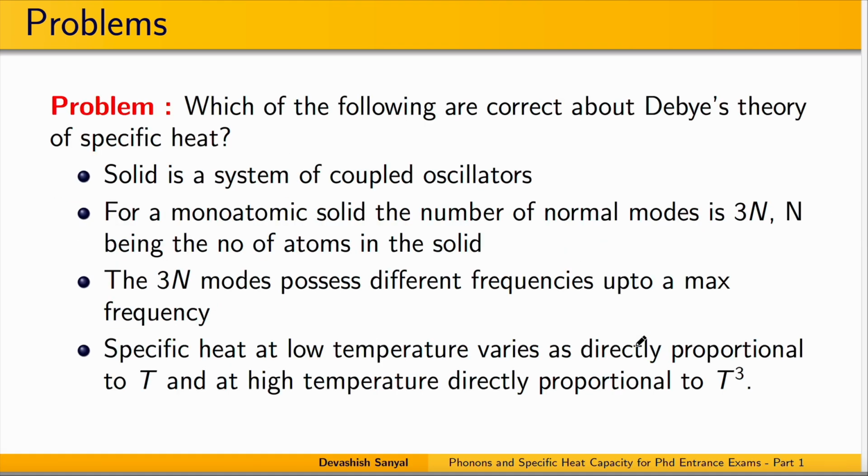Next we go to this problem. Here some options are given. Which of the following are correct about Debye's theory of specific heat? You have four options, and more than one can be correct. One: the solid is a system of coupled oscillators. Two: for a monoatomic solid, the number of normal modes is 3N, N being the number of atoms in the solid.